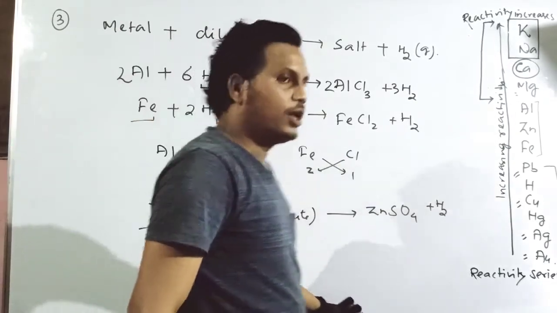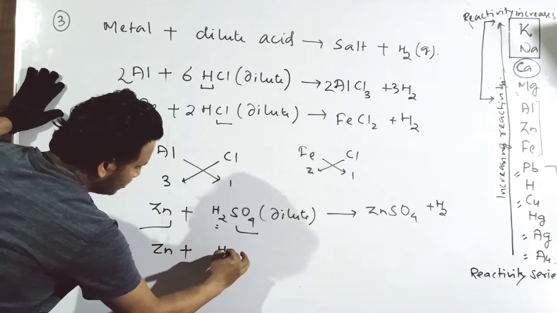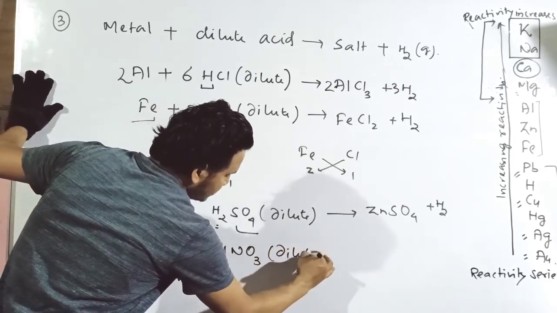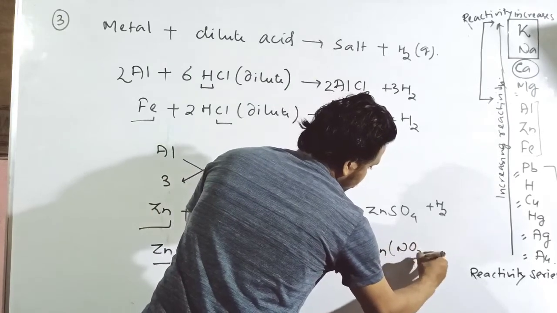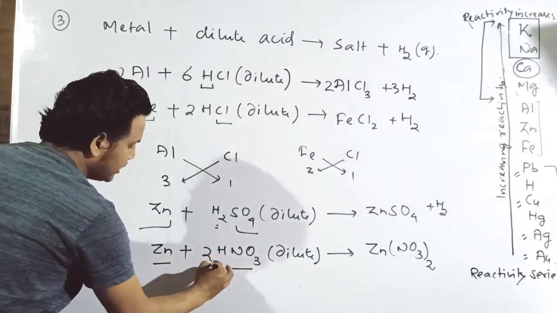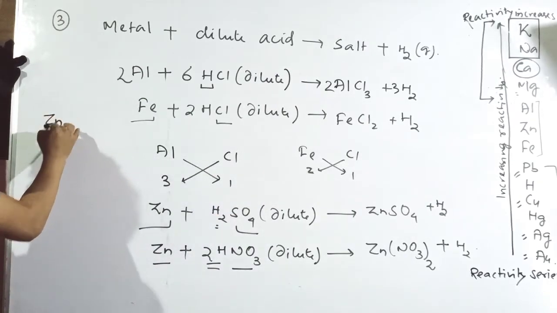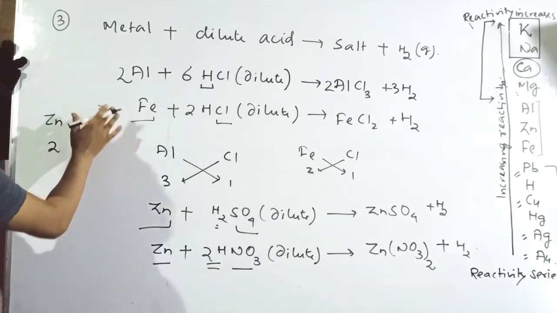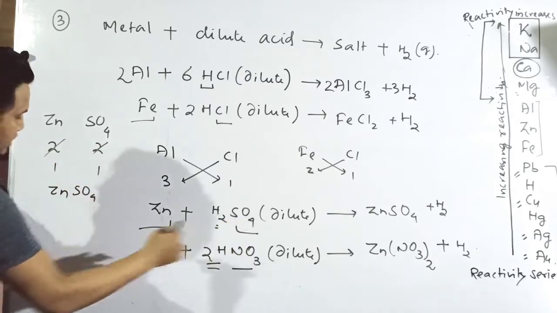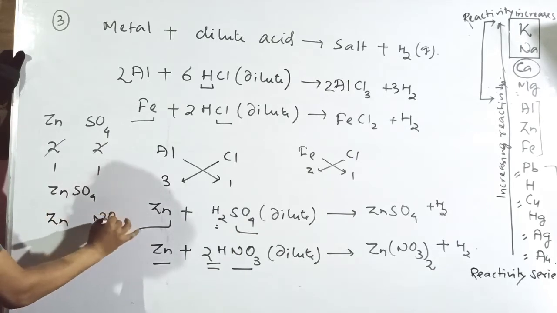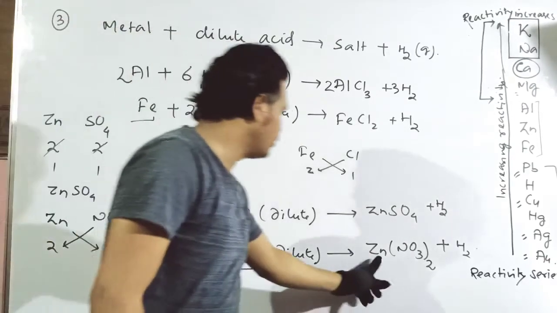Okay. Now, if you take nitric acid, then what will happen? Suppose you have taken zinc and dilute nitric acid, HNO3. Now, the product will be what? Zinc nitrate, Zn(NO3)2, and hydrogen gas will be there, H2. What is the formula of zinc nitrate? You see, zinc having valency 2 and sulfate having valency 2, so the ratio is 1, 1: ZnSO4, zinc sulfate. Zinc nitrate: Zn valency 2, nitrate valency 1. What is the formula? Zn 1 time, NO3 2 times.